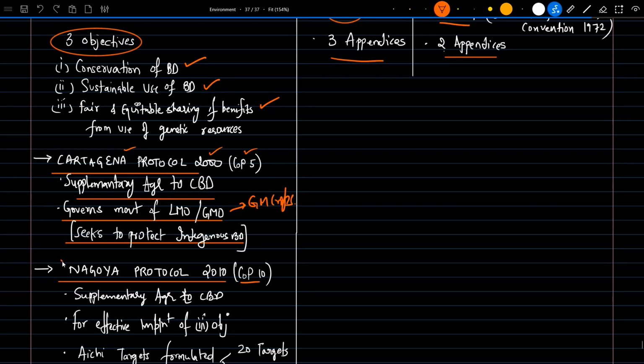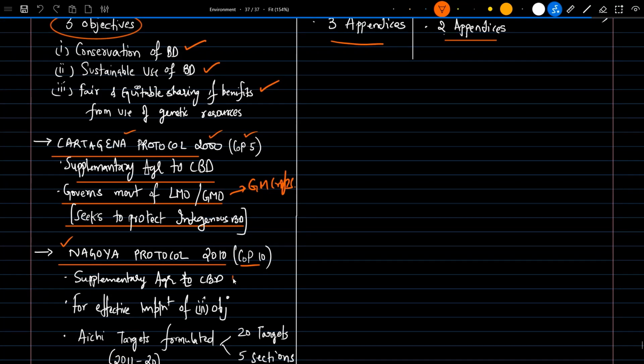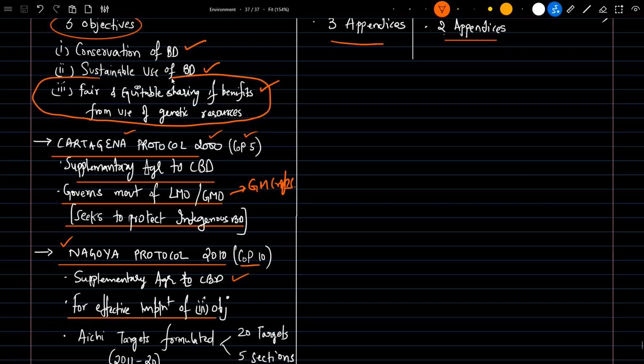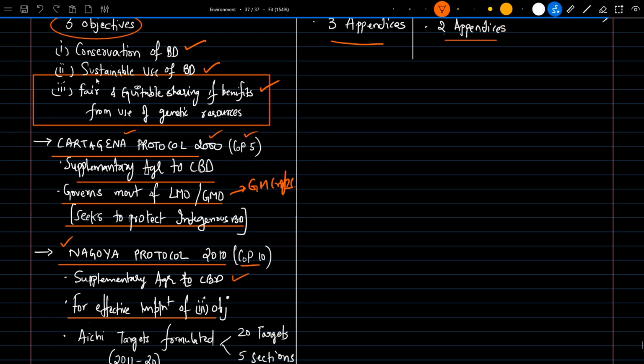And next is the Nagoya Protocol. So what does it say? It is also a supplementary agreement of the Convention on Biodiversity. It is basically for effective implementation of the third objective. What is the third objective of CBD? Fair and equitable sharing of benefits from use of genetic resources. Whenever we are using the genetic resources locally, the benefits arising from it should be equitably shared, with no monopoly in taking advantage of it.